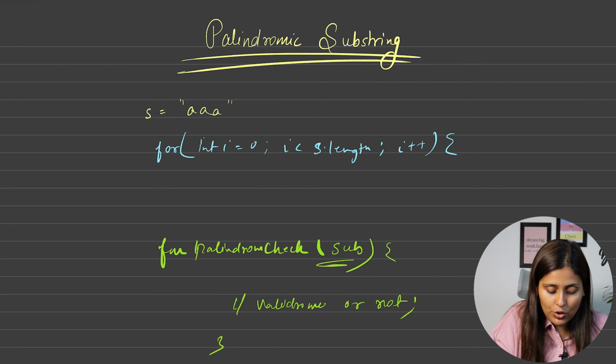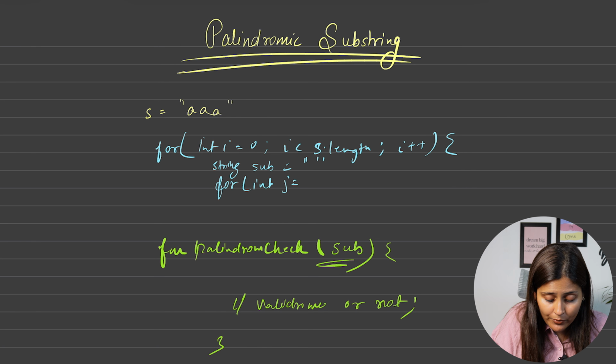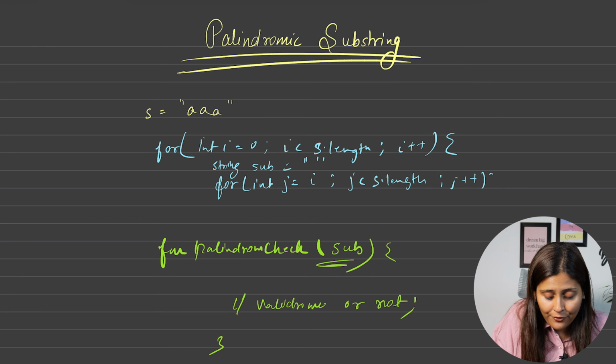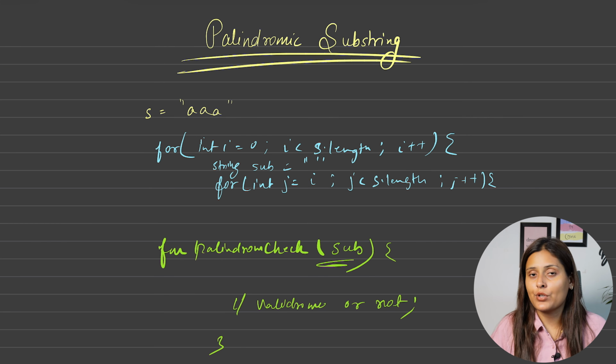So to get the substrings, definitely I have to initialize a substring here, correct? And now I want to make another for loop where j starts from i, and I want my j to run till s.length definitely, and j plus plus. And from i to j is my substring, correct?